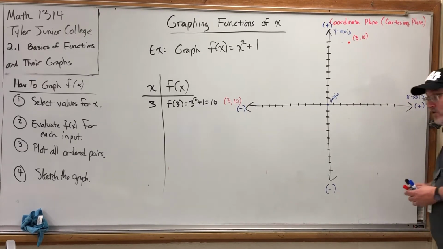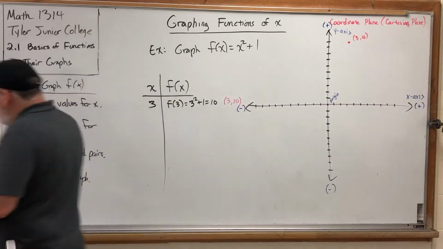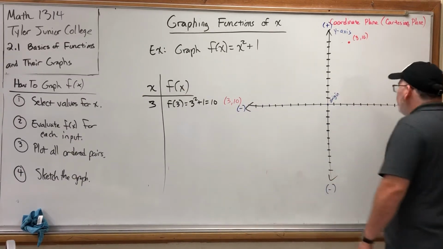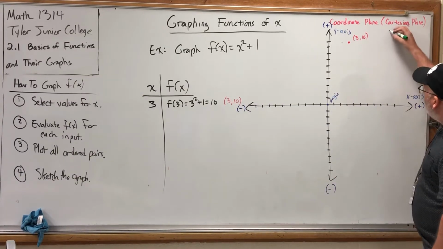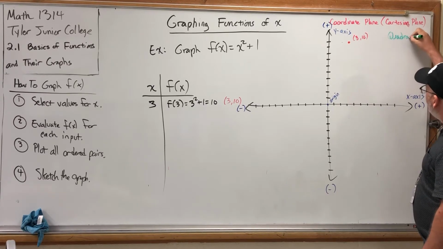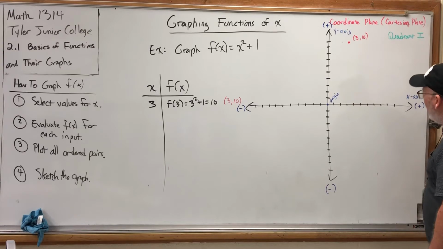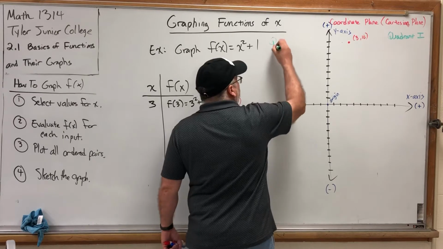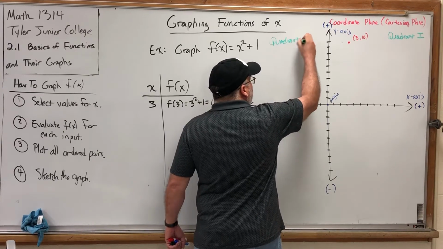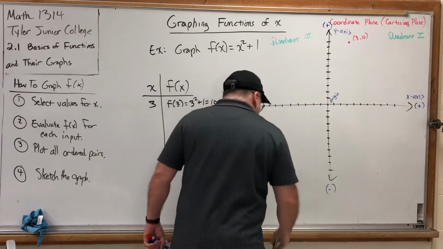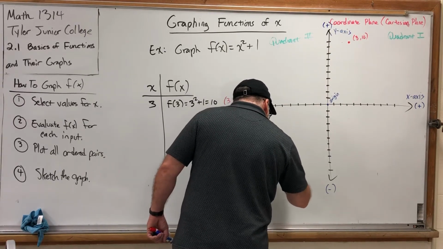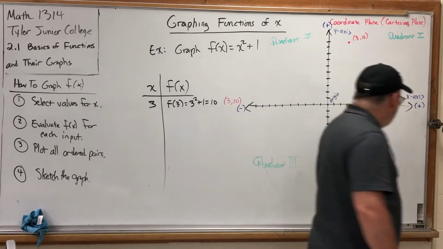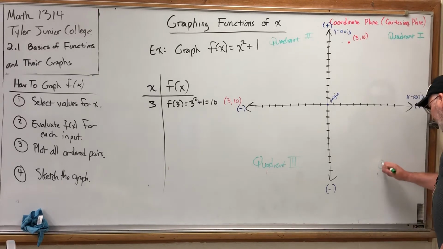Oh, and one more vocabulary concept. These two axes partition the plane into 4 corners. Those corners are called quadrants. The upper right corner is called quadrant 1. And for some reason they use Roman numerals. And then they're numbered going counterclockwise. So the upper left quadrant is called quadrant 2. And continuing counterclockwise, the lower left quadrant is quadrant 3, Roman numeral 3. And then continuing counterclockwise, the lower right quadrant is quadrant 4.